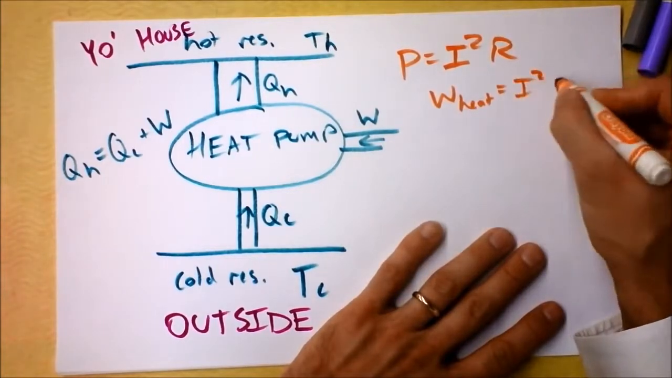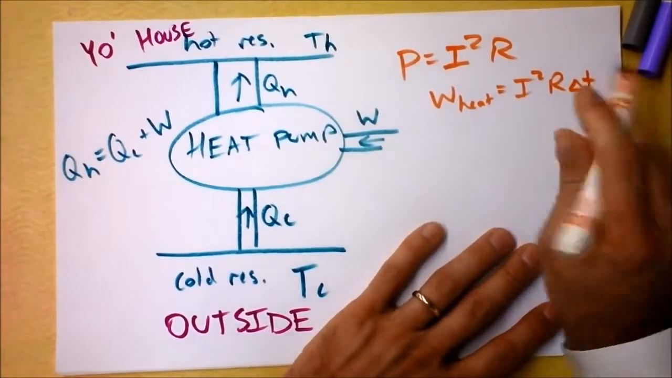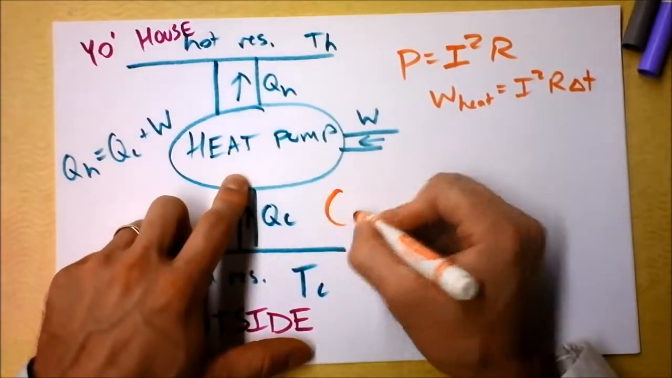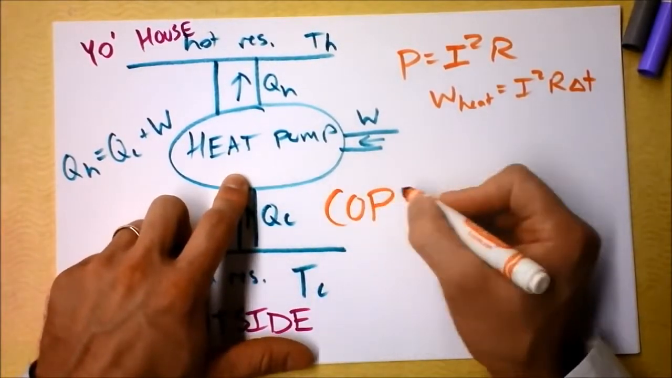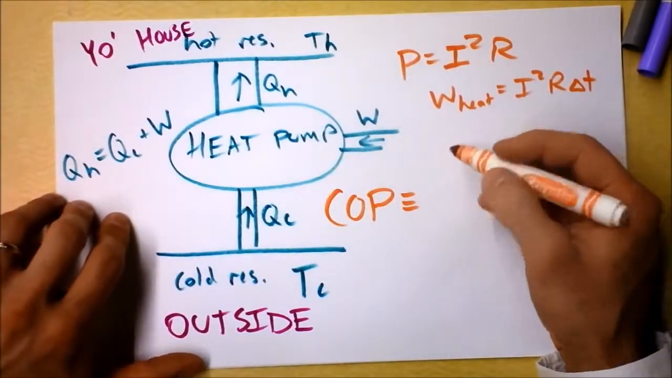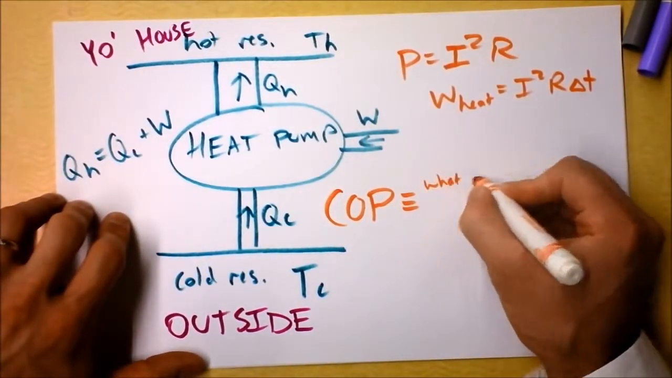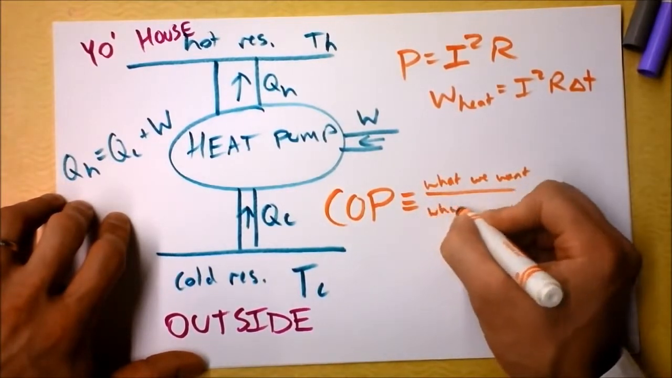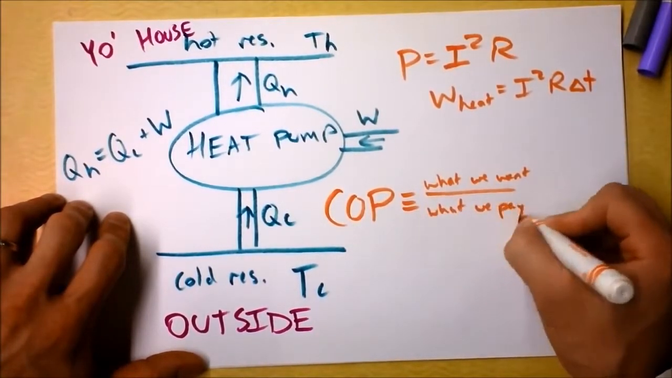Because the work of the heat here would then just be I squared R times delta T, the time that you're running it. But if you get a heat pump, you can get a coefficient of performance for that heat pump. Let me define that carefully for you. Coefficient of performance is going to be what we want over what we pay. That's the way I like to think about this.